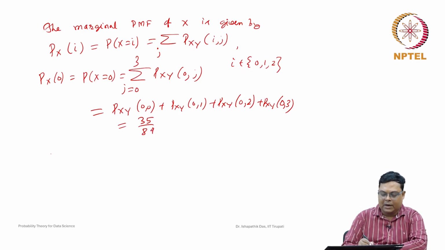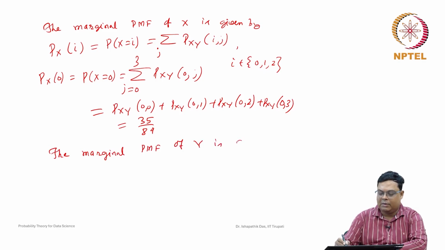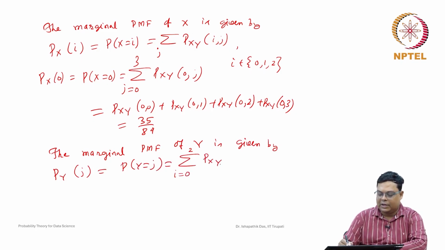Now, what will be the marginal probability mass function of Y? The marginal probability mass function of Y is given by p_Y of j, which is nothing but the probability that Y is equal to j. We know that we take the sum over the values x can take, 0 to 2, of p_XY of i comma j, for j belonging to the range of Y. The range of Y is nothing but 0, 1, 2, 3.